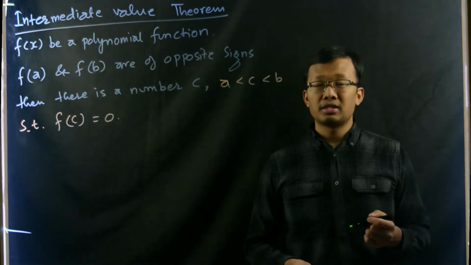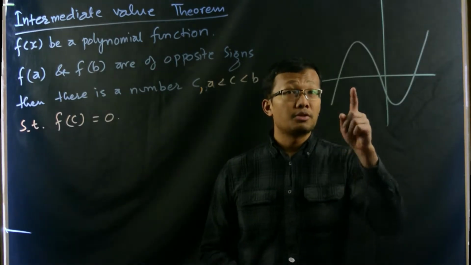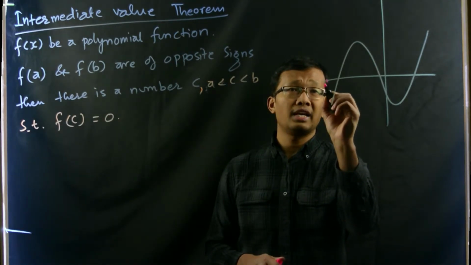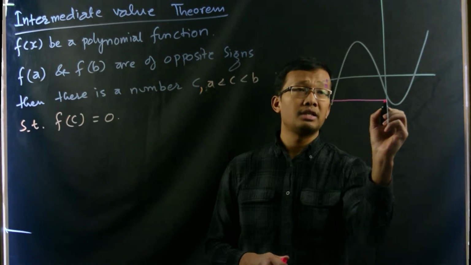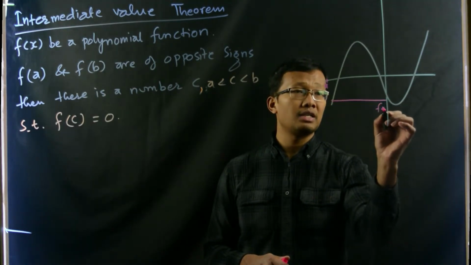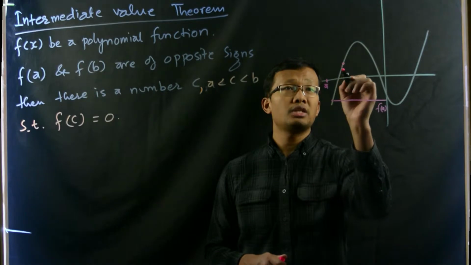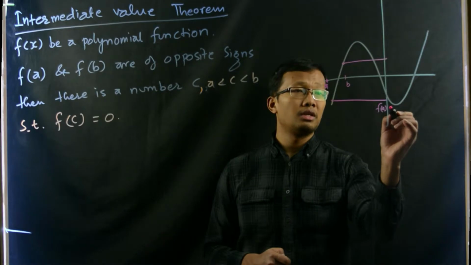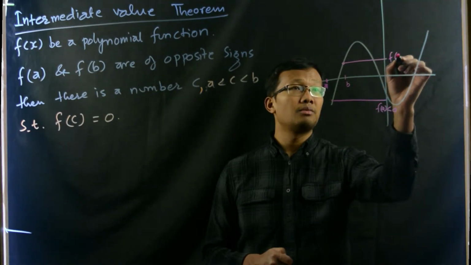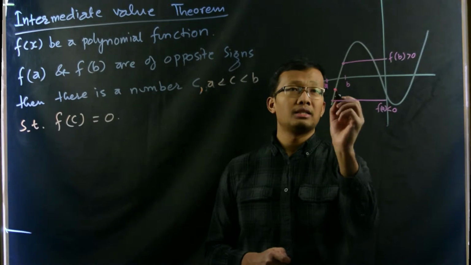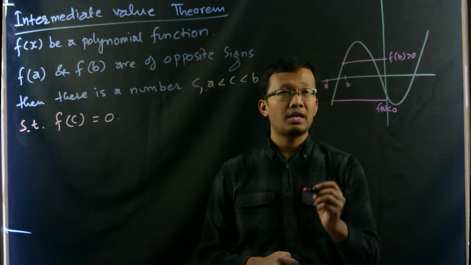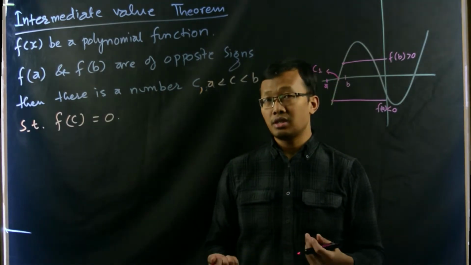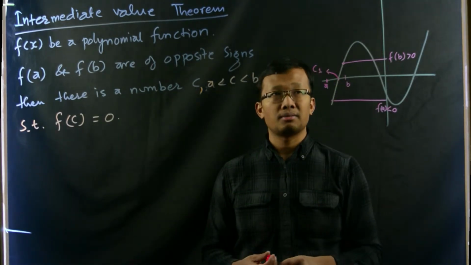Now how to interpret this in a graph: let us consider this polynomial. Then you can clearly see that if you suppose this point a, then f of a is definitely a negative number, and this point, suppose this is b, then f of b is certainly a positive number. F of a is negative and f of b is positive. Then there is a point, let's suppose this is c1, where f of c is 0. That means c1 is an x-intercept.